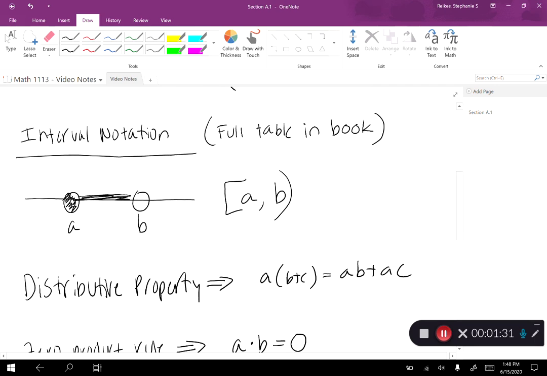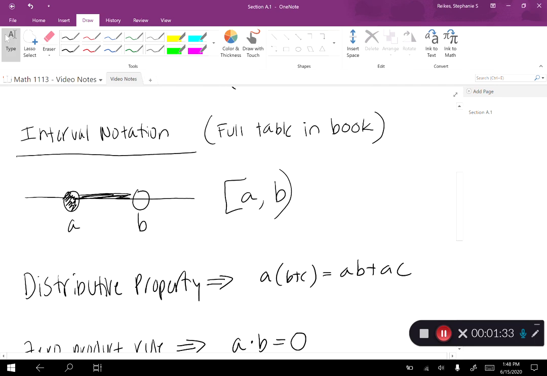Next, interval notation. Interval notation we will use to describe certain answers, to represent things like domain and range, etc. To see the full table of all the possibilities of interval notation, you can check out the e-text or the textbook on your MyMathLab account online.